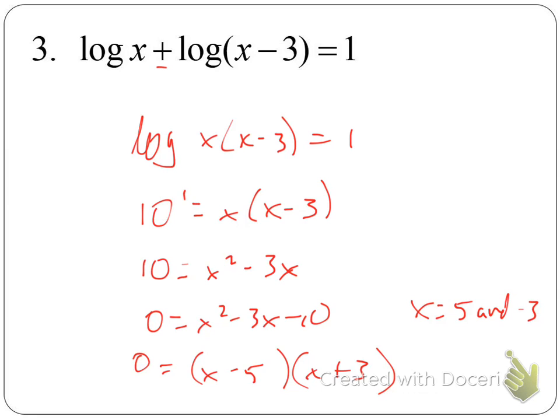Now you've got to be careful. 5, if we plug into the original equation for x, does not give us the negative logarithm, but the negative 3 would, right here. Well, and right here. So we can't use it. Negative 3 becomes an extraneous solution. We really ought to list it.